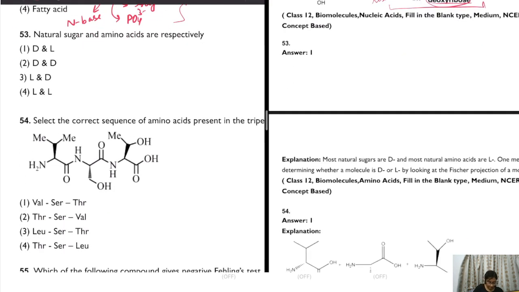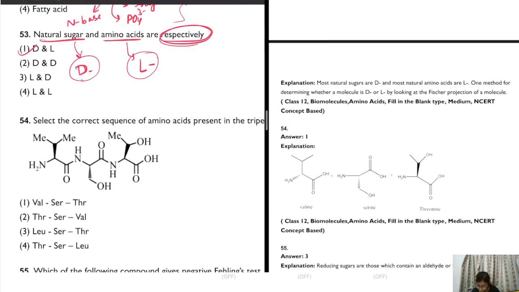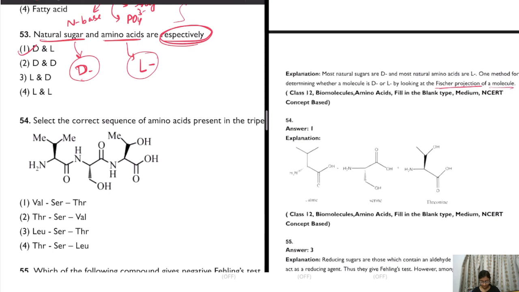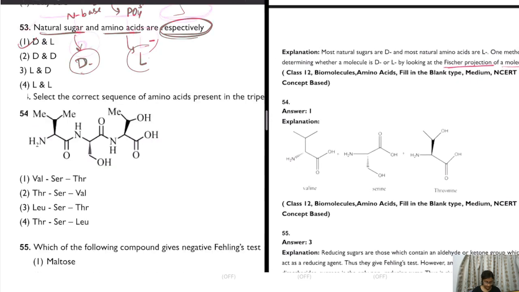Natural sugar and amino acids are respectively. Pay attention to the word respectively. So you have to know one thing: all the natural sugars are D configuration and all the amino acids are L configuration. Okay, so these are determined by looking at the projection. So the answer would be D and L. Which projection? Fisher projection. It might be written here. Yes, Fisher projection of the molecule you can determine. Now let's see the next question.